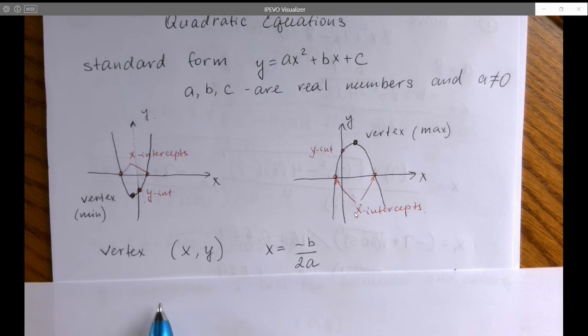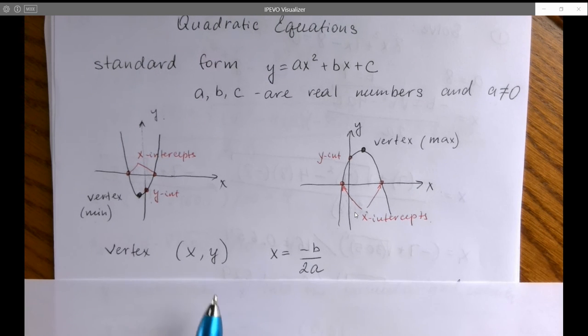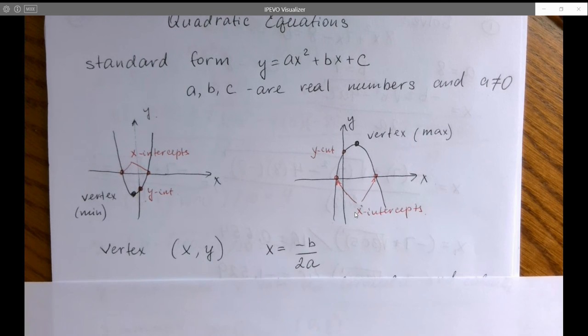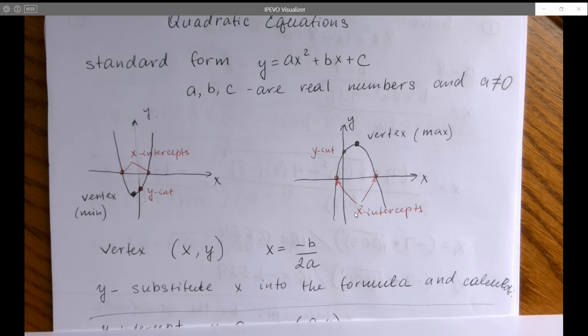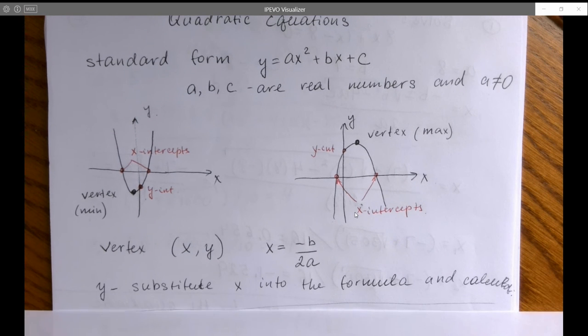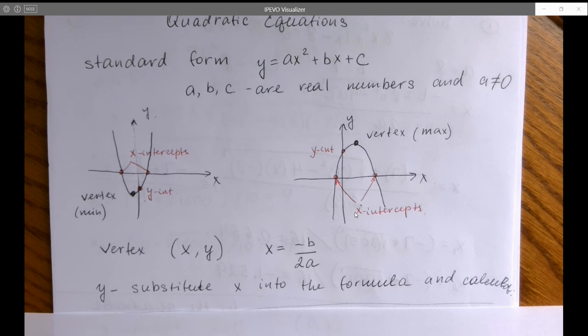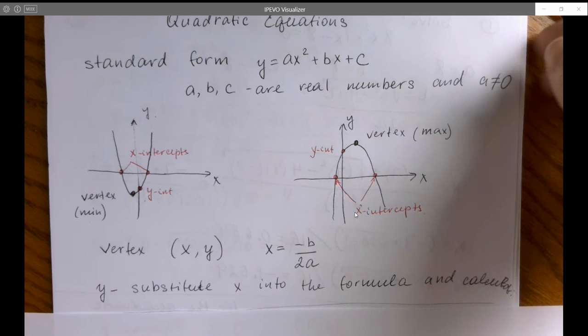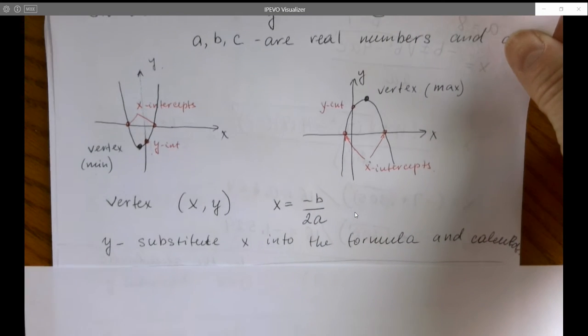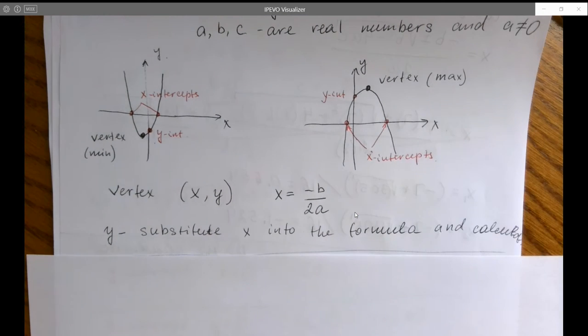You have to remember that the vertex is an ordered pair, and in order to find the x-coordinate of the vertex, you need to use the formula negative b over 2a. You should memorize this formula. And in order to find the y-coordinate of the vertex, you need to substitute your answer for x into the equation and calculate y.